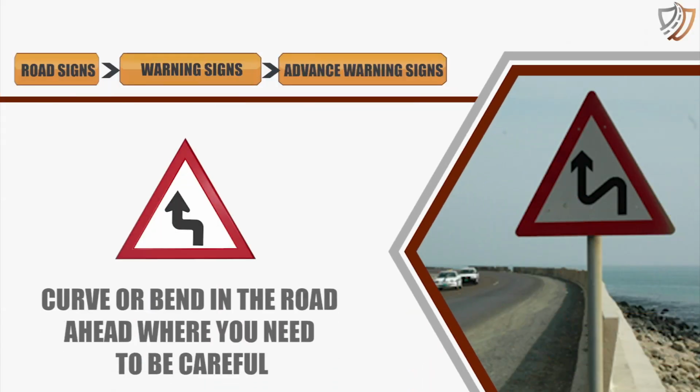Curves or bends. This sign warns drivers that there is a double bend ahead on the road. The symbol indicates the first bend is to the left and then to the right. The symbol must be reversed if the first bend is to the right. It is found in hilly areas or on the road with bends. Motorists need to reduce their speed and must not change lane, overtake, park, stop, or reverse in the bends.